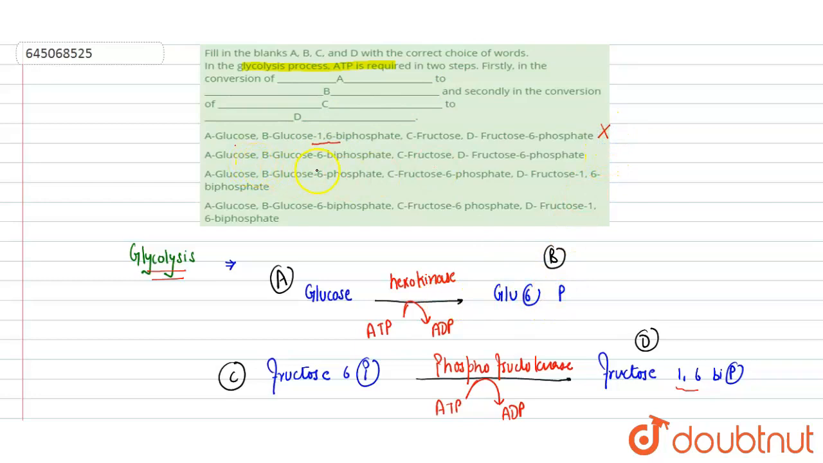Next is glucose 6-bisphosphate, fructose 6-phosphate. Here it is glucose 6 not bisphosphate, simple phosphate, again incorrect. Third is glucose 6-phosphate, then fructose 6-phosphate and fructose 1,6-bisphosphate. This is the correct option. And last is glucose 6-phosphate, this bisphosphate. This is incorrect because it is not bisphosphate. So option C is correct. Hope you get it. Thank you.